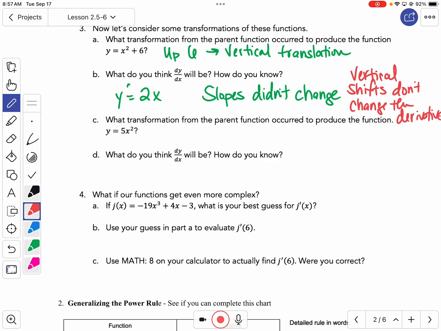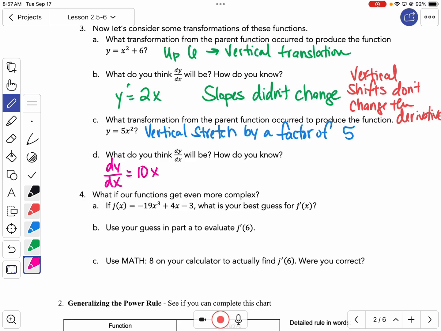So then what's our transformation there on part C when I have 5x squared? It's a vertical stretch by a factor of 5. Is that going to change my slope? Yeah, it is, because there's extra out there. So what do you think dy dx will be? It should be 10x, and the reason that happens is because the graph is steeper at every point.